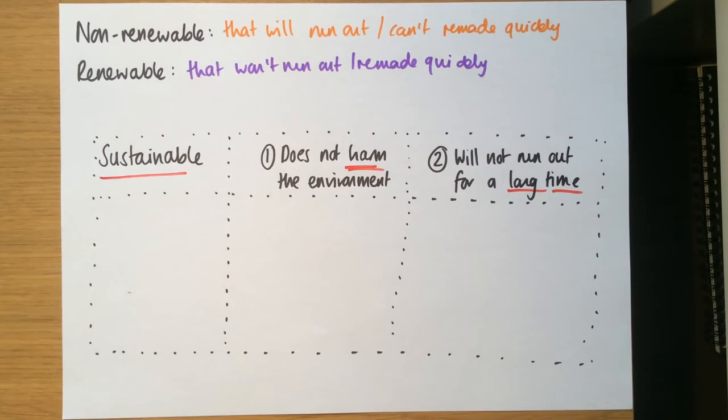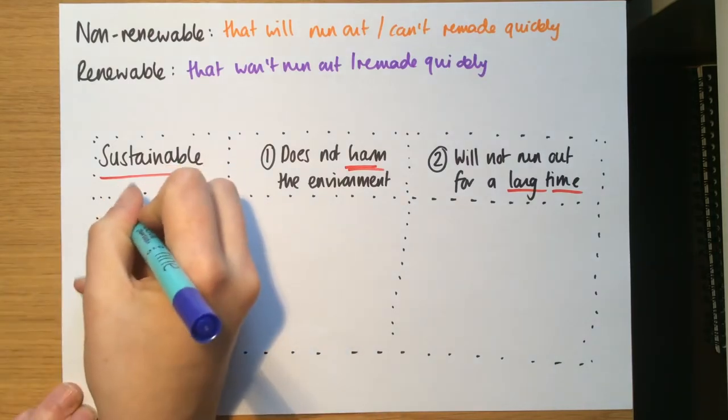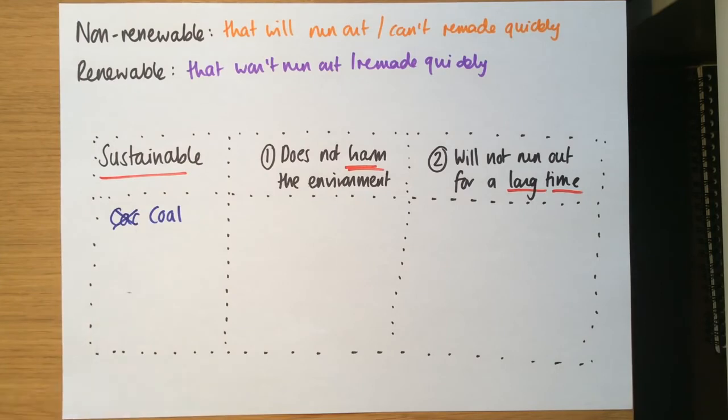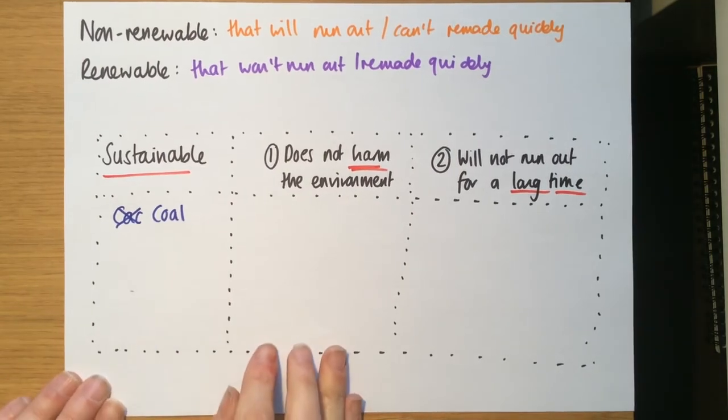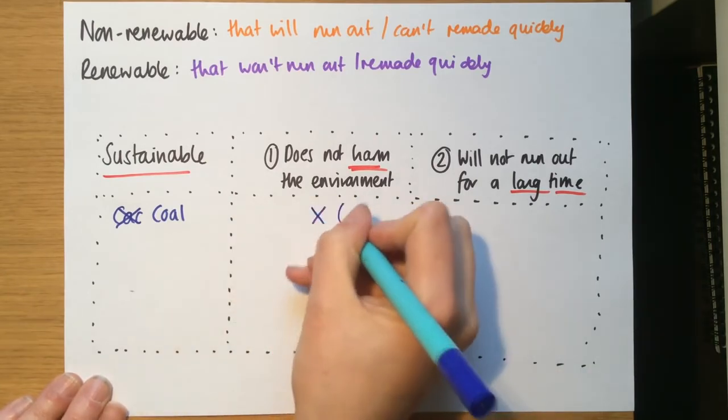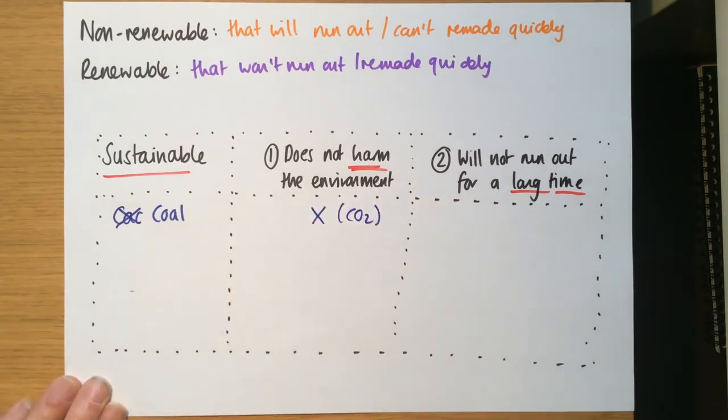So let's look at a couple of examples. Let's do a really easy example to start with. We're going to start with coal. So, oh, I can't write coal recently for some reason. Coal. Okay. Now coal, when you burn it, it produces CO2, carbon dioxide, and that is a big problem with the greenhouse effect. Have a look at the videos about the greenhouse effect if you need to recap on that. So we can't say that coal doesn't harm the environment, because when we burn it, it produces CO2. And that is a big issue.